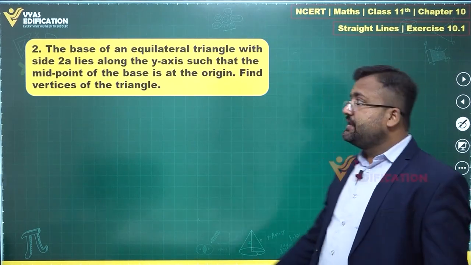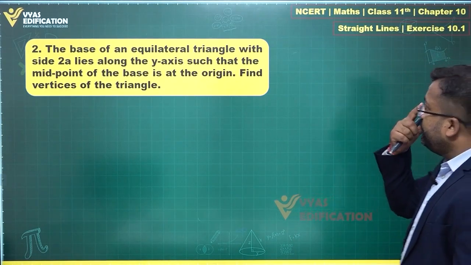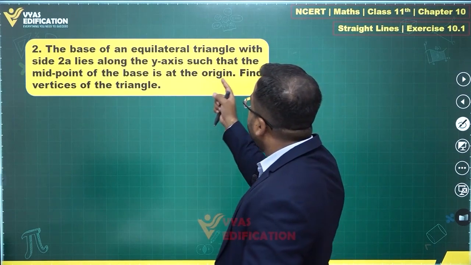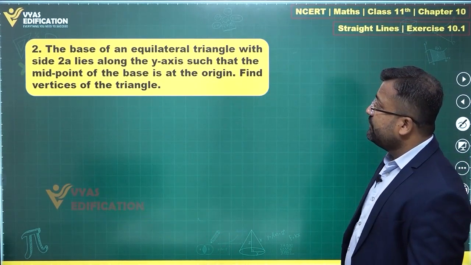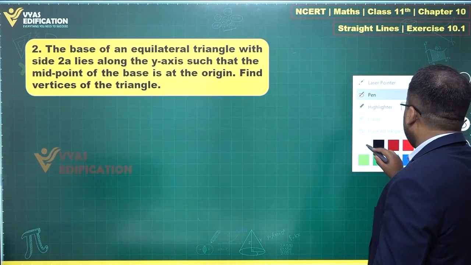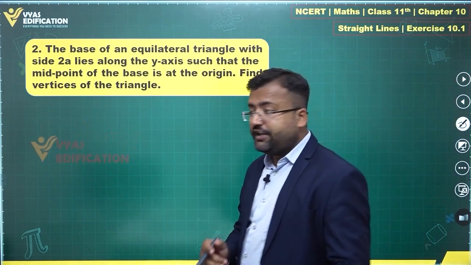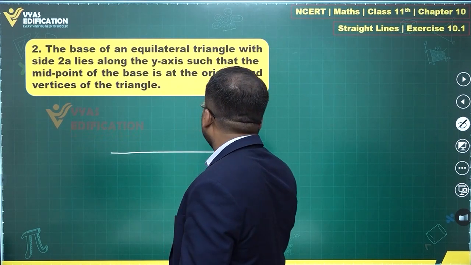The second question says, the base of an equilateral triangle with side 2A lies along the y-axis such that the midpoint of the base is at the origin. Okay, find the vertices of the triangle. Pretty interesting. We have to draw the Cartesian plane first of all. Let's draw the Cartesian plane.